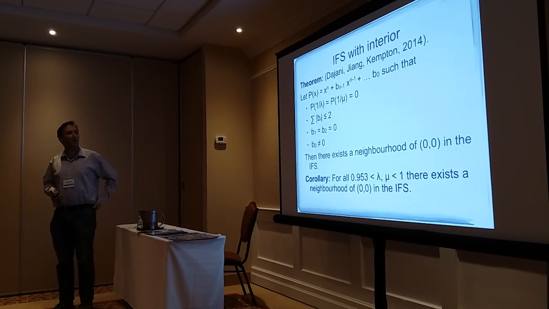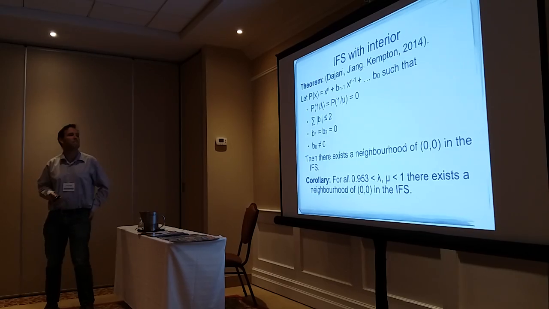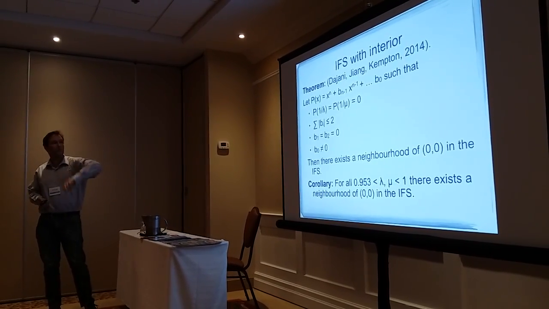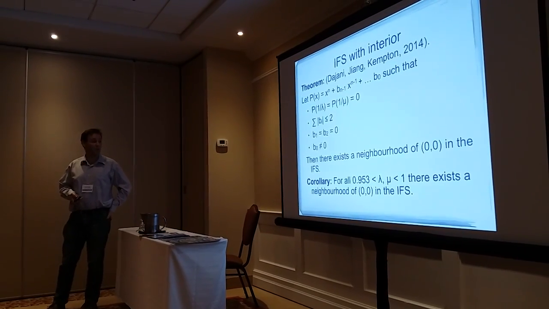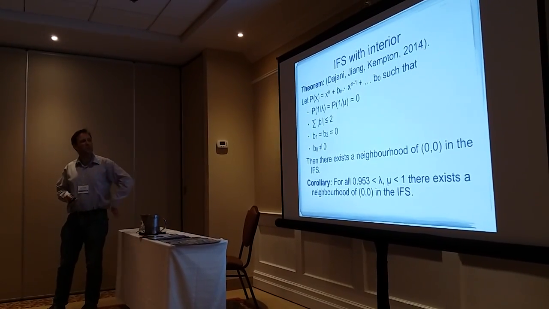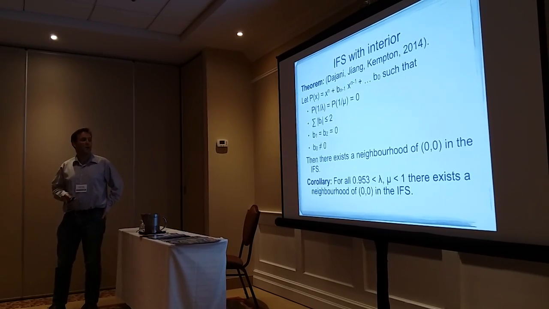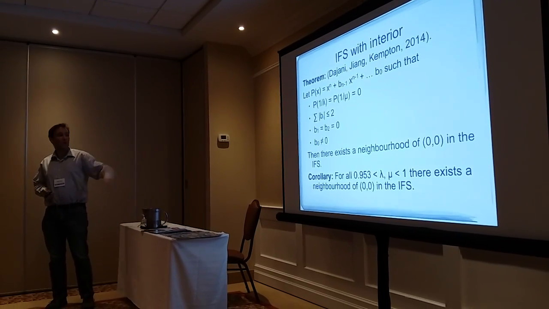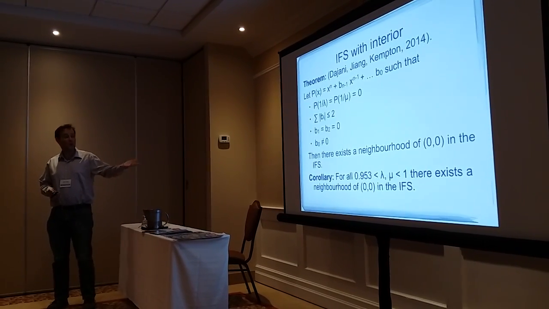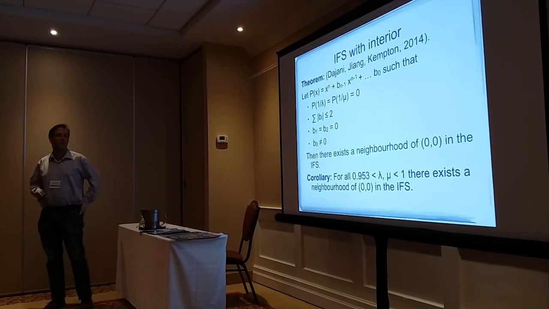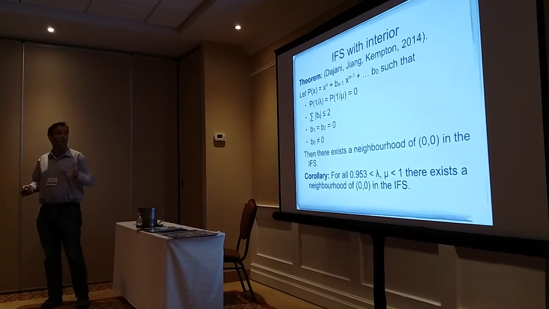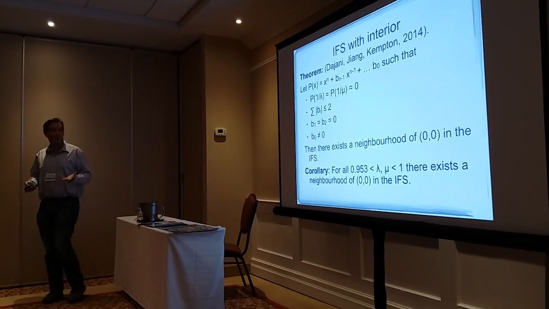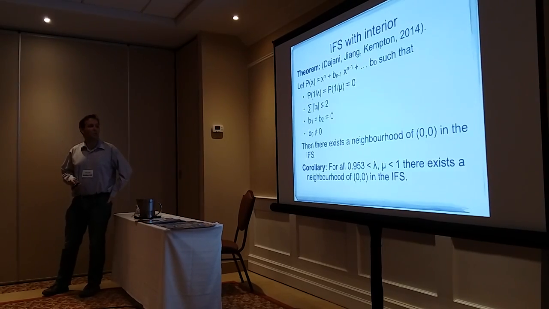So we need this polynomial to have a root at 1 over lambda, 1 over mu, have the property that all the coefficients when I add them up are strictly less than 2, have the property that b1 and b2 are equal to 0, and that b0 is not 0. If we have all those properties, then we can find a neighborhood of 0,0. Using that as a corollary, they showed that in the positive case only, if lambda and mu are between 0.953 and 1 and distinct, then you have a neighborhood of 0,0.